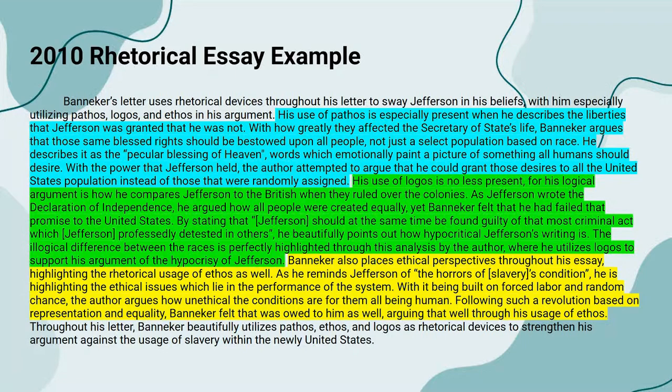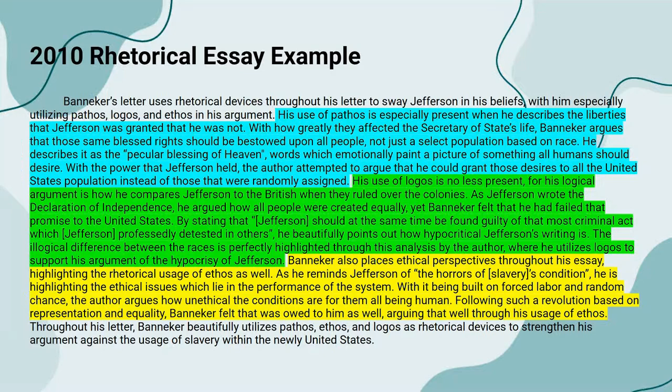It doesn't explain them well. You'll notice at the start it says how he compares Jefferson to the British, and then it moves to how hypocritical it is. However, it ends with the illogical difference. It doesn't explain how it's illogical that Jefferson is supporting the system that so greatly mirrors that of the British action. It kind of sets it up, but it doesn't go through with it, which is why that's also not going to fully get the point.